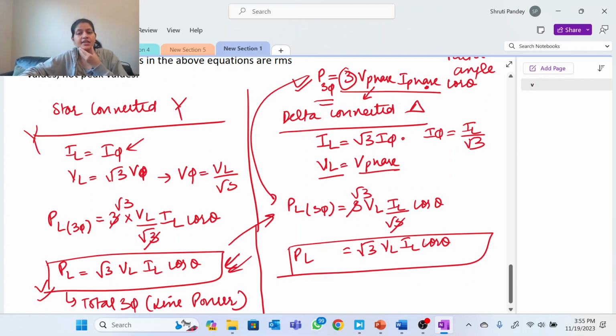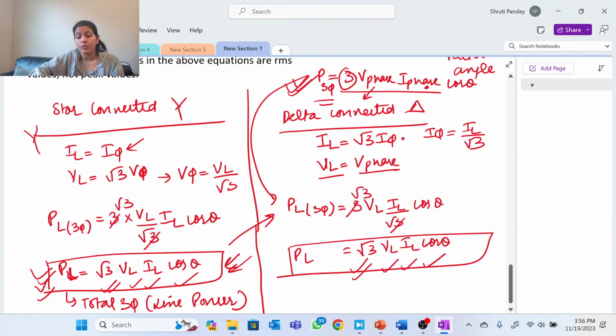So now you can see that if you want to know the power in terms of phase values, in terms of phase voltage and phase current, the power will be this. But generally you will deal with the power in terms of line power. Okay, so remember this formula. If you want to know the power across the three phase load in terms of line voltage and line current, not phase, it will be root 3 times VL IL cos theta. In case of delta connection also, it will be root 3 times VL IL cos theta.